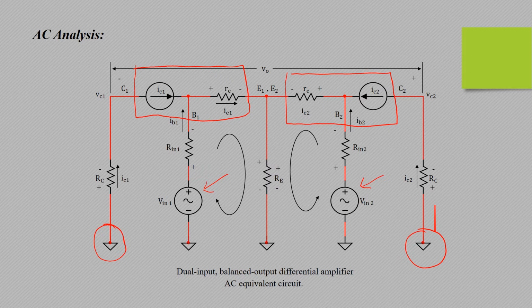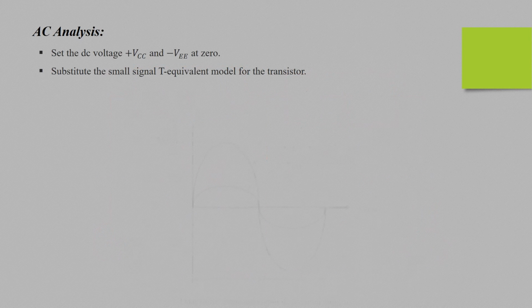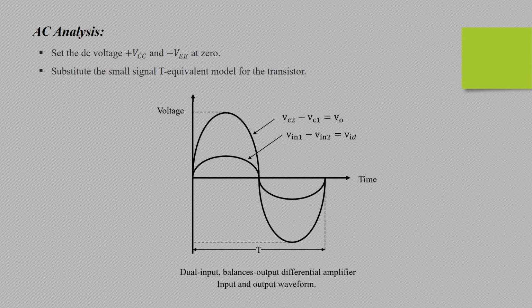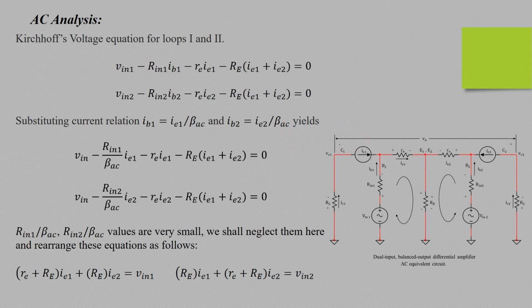IC2, IB2 and IE2 are the currents in the second transistor. So this is the input output waveforms of the dual input balanced output differential amplifier. You can see that it is getting amplified. So we have to apply the Kirchhoff's voltage law to loop 1 and loop 2.